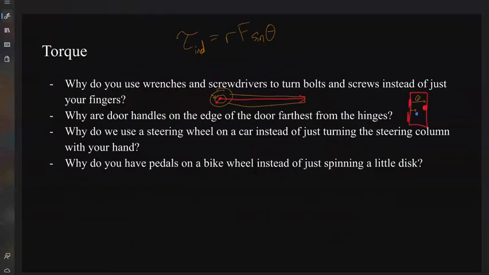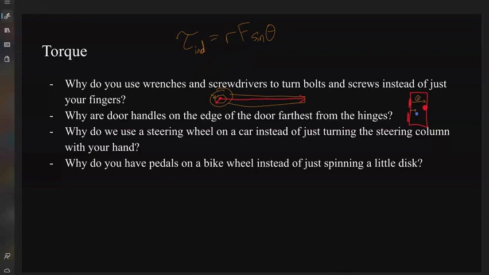Just try it next time you're opening a door. Try opening that door in the middle, or right next to the hinges. You'll notice a huge difference in the amount of force you have to exert, because if your radius has gone down, then your force has to go up to exert the same torque that you normally would to open that door.